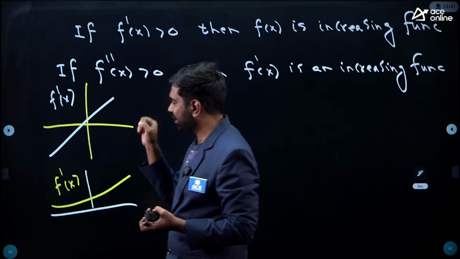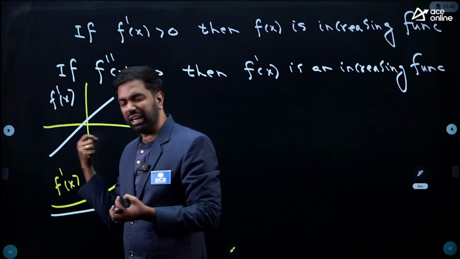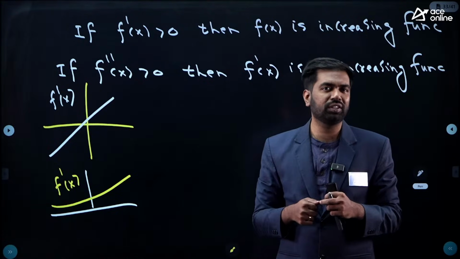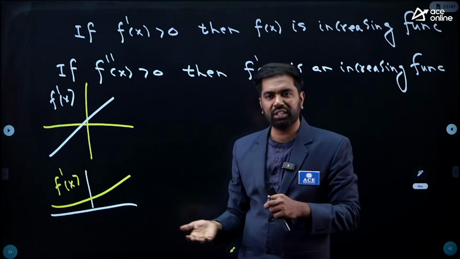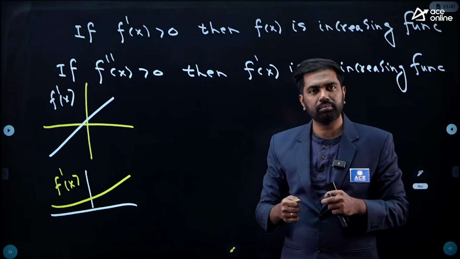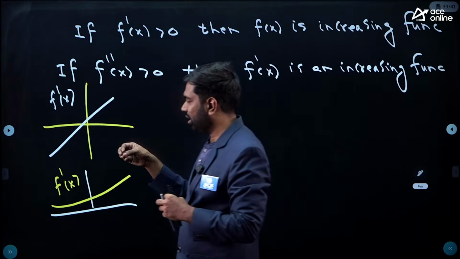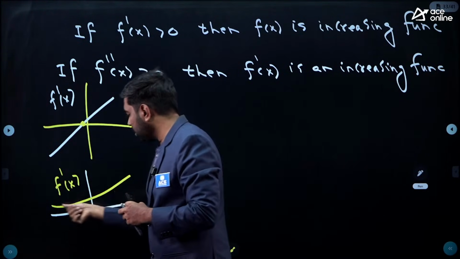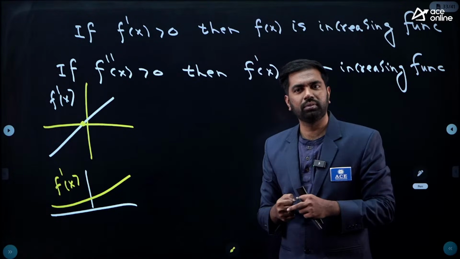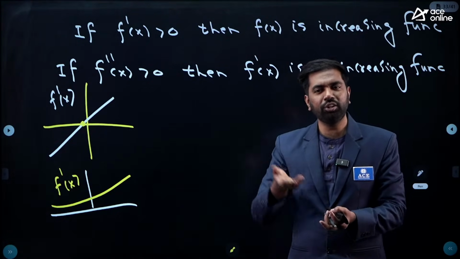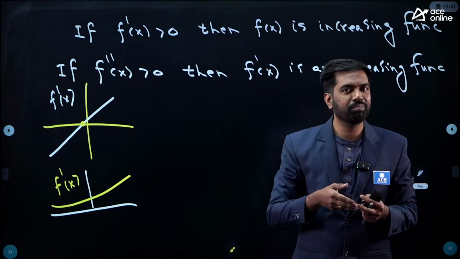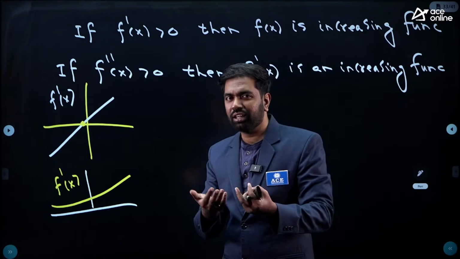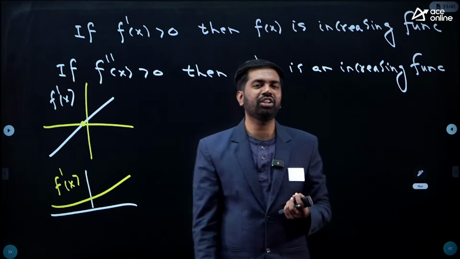F dash of x will intersect the x-axis at most one point. If f double dash of x is greater than 0, then f dash of x is an increasing function. It will intersect at most at one point. See here, it is intersecting at this point, and here there is no intersection at all. Sir, why are you worried about f dash of x intersecting with the x-axis? Because wherever f dash of x intersects the x-axis, the corresponding x point is the stationary point.